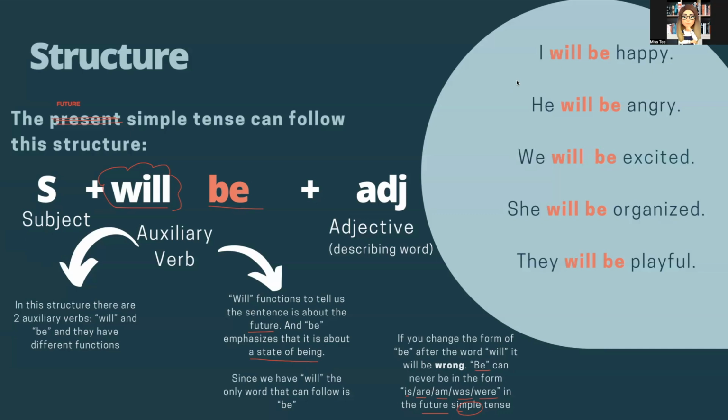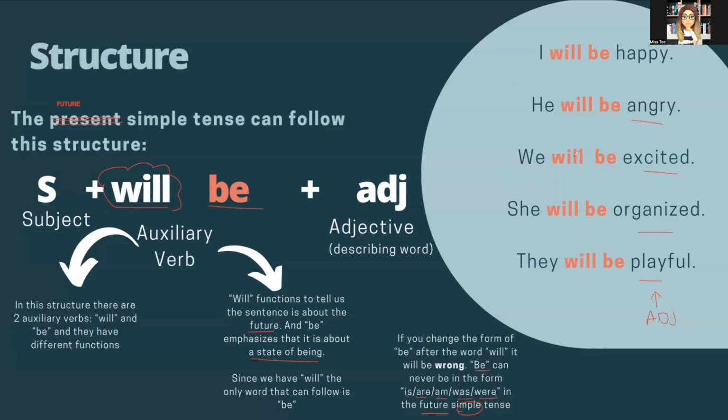We see our examples over here. I will be happy is one example. He will be angry. We will be excited. She will be organized. They will be playful. In every single case, we have an adjective. These are all adjectives.